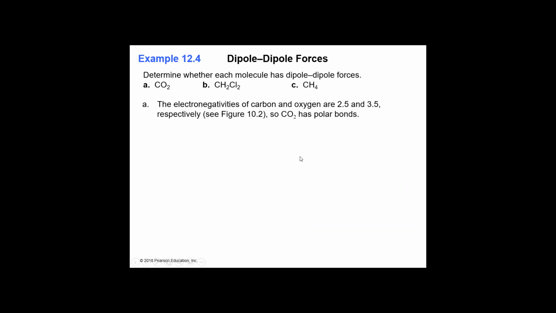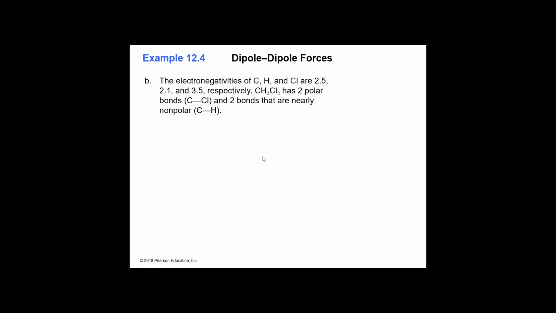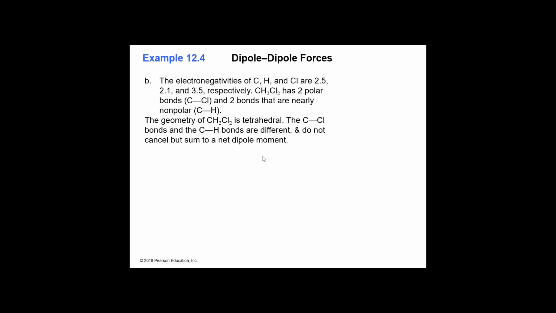Looking at this, the electronegativity of carbon is 2.5 and oxygen is 3.5. We have one pulling this way and one pulling the other way. By itself, there would be an electronegativity pull on this side. However, because the molecule is linear, they cancel each other out. So even though there are polar bonds, they cancel out, which makes this molecule nonpolar, and it does not have dipole-dipole forces.